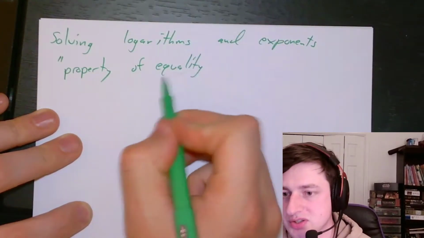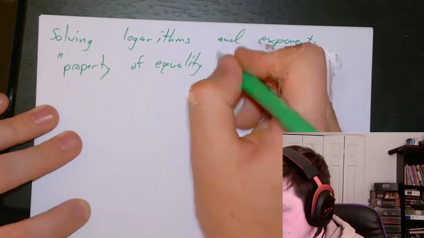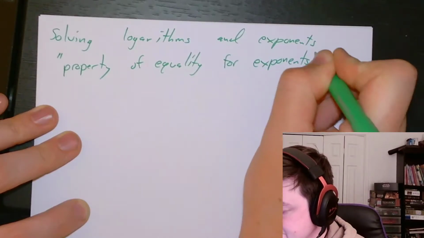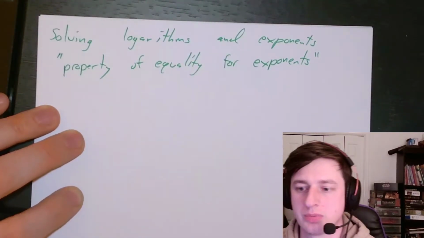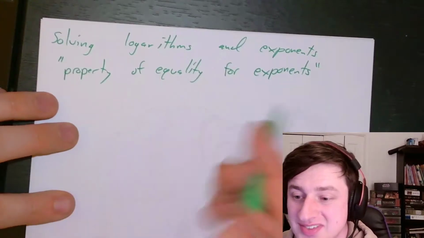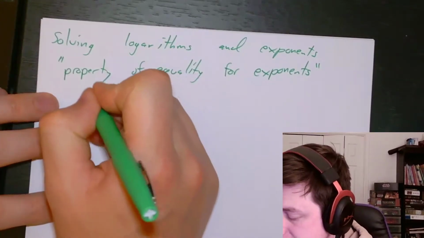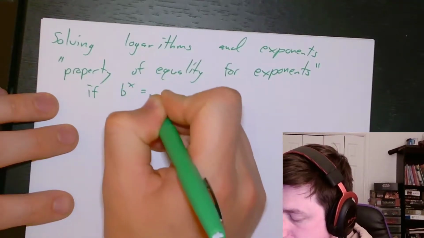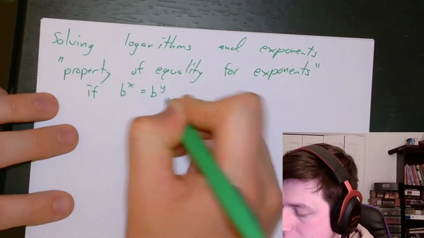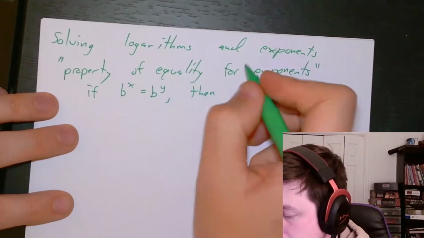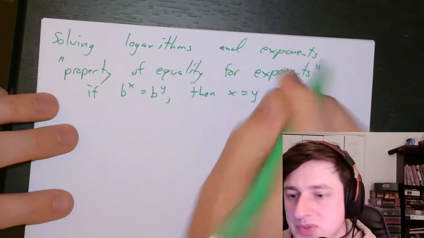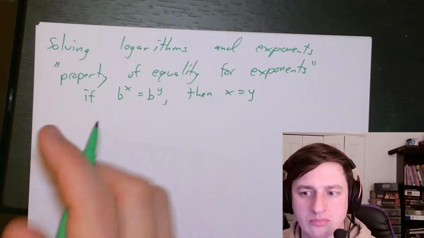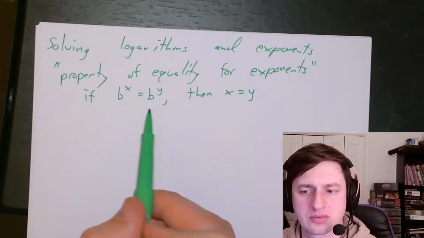So we're going to have two things that are equal to each other for exponents. Property of equality for exponents specifically. And this says if b to the x is equal to b to the y, then x must be the same as y. Hopefully this feels slightly intuitive.